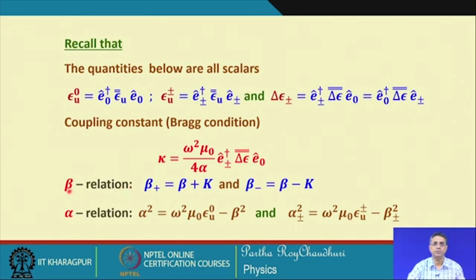So, the beta relations, these are the things that we have seen even when we were considering the scalar wave equation. It is the same, that beta plus equals beta plus k, beta minus. We have seen these relations vectorially also, and with the consideration of the energy and momentum conservation also. So, they are very well known and familiar by now, and these relations are also the consequence of those equations.